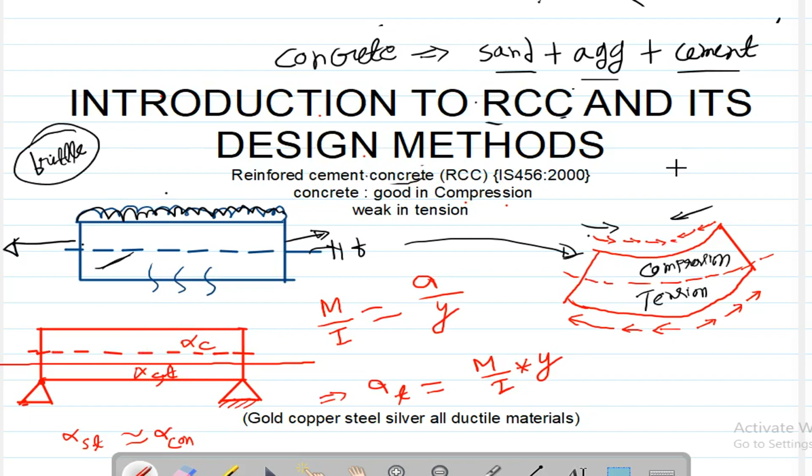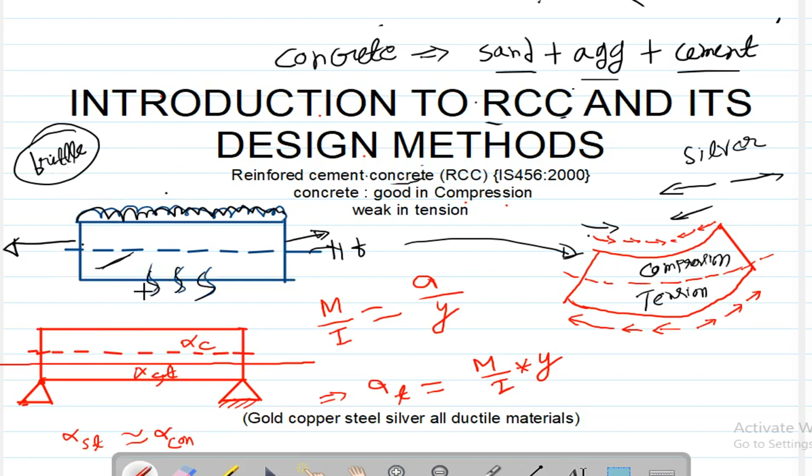But if you compare any other type of material, like silver, if you give some tension force, that is, if you try to pull that silver material, it will expand; it can take a high value of tension. But concrete is a brittle material, so once tension forces come, cracks occur in the lower part of the beam.